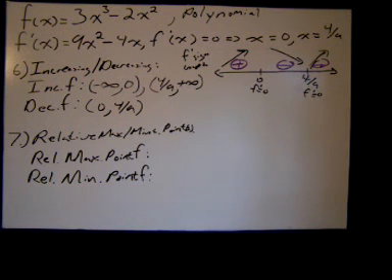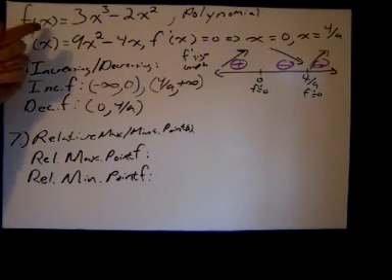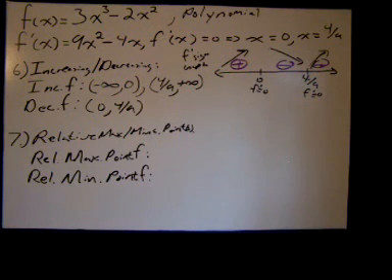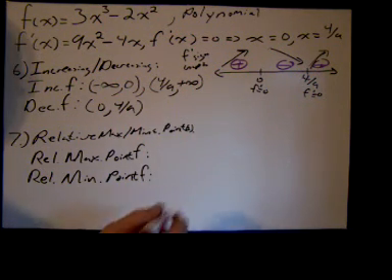And now we look at relative max and mins. A relative max point will happen where the function goes from increasing to decreasing, or where the first derivative goes from positive to negative, as long as the function itself is defined at that point. Well, the function is defined at that point. It's a polynomial. It's defined at every point on its domain.